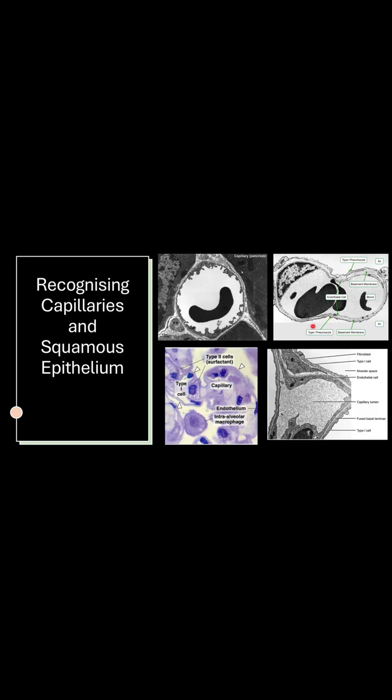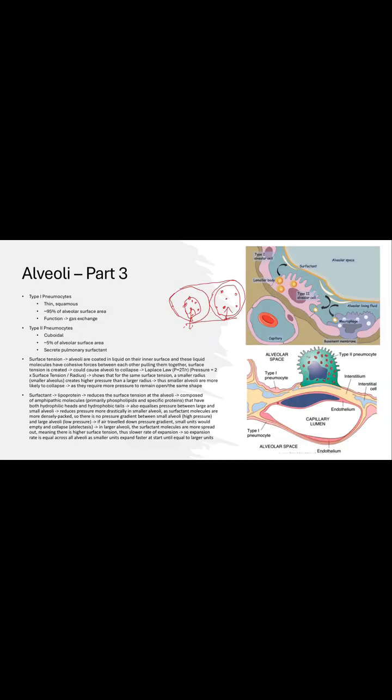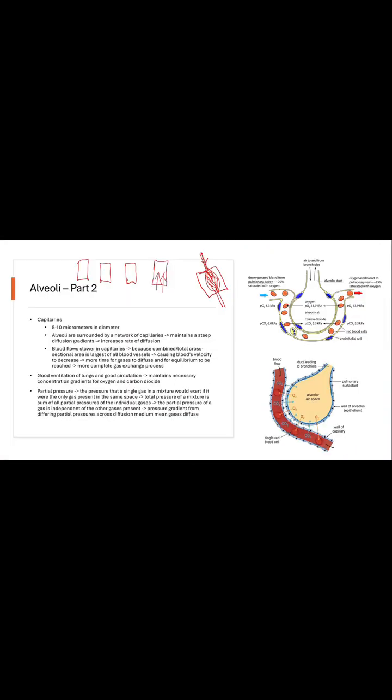Here, type 1 pneumocyte again, and here type 1 cell. So whilst this part here is the alveoli, because it has the alveolar space, and here is the lining, you can't really see the distinct shape that we saw in this image here, with the cell being flattened and the nuclei bulging.